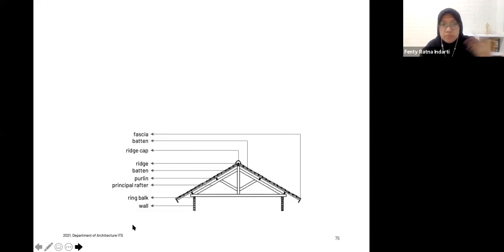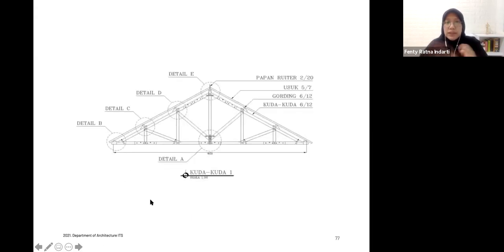And then add the outer part, such as batten, the ridge cap, and then the covering, or maybe it's the terracotta tiles, or maybe the metal roofing. And then at the edge, you draw the fascia. So this is the definition. Those are how you draw the section. So that's why it's quite different between drawing plan and section. For the plan itself, you start from the top to bottom, while for the section, you go from bottom to the top part.